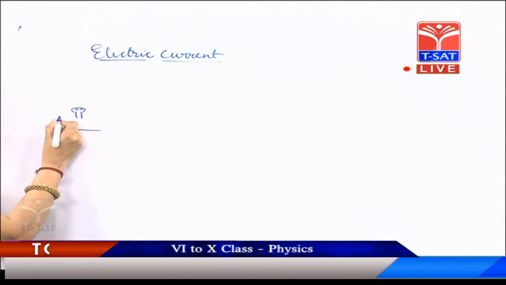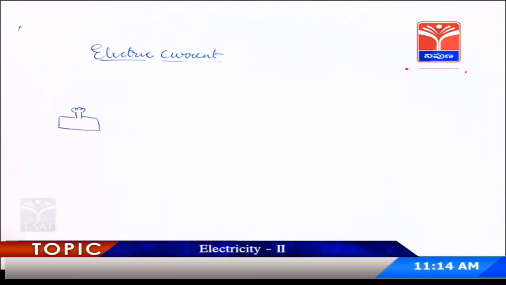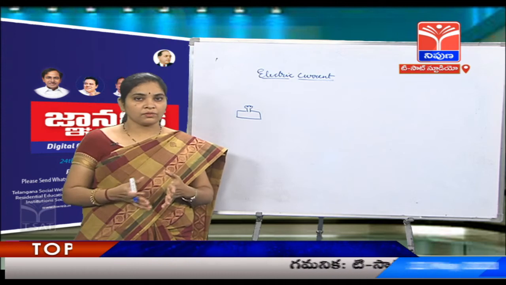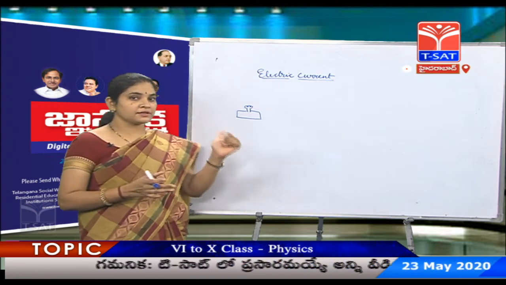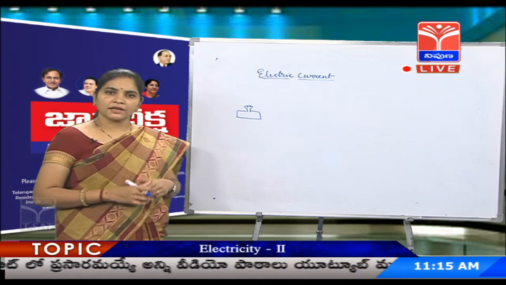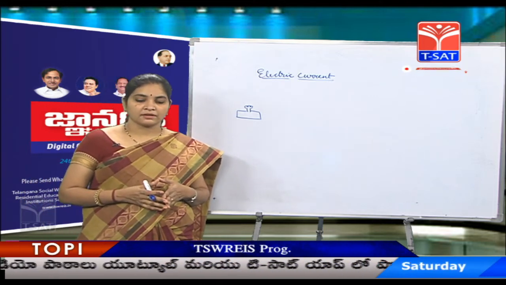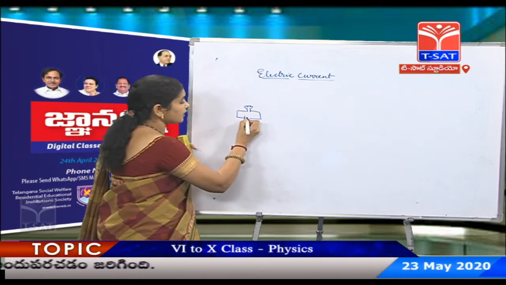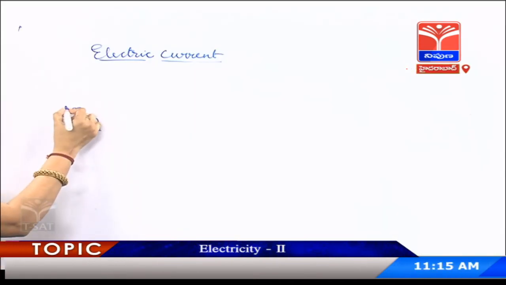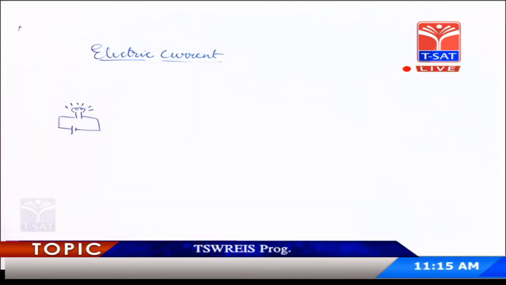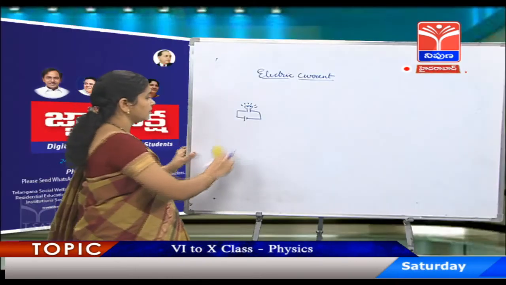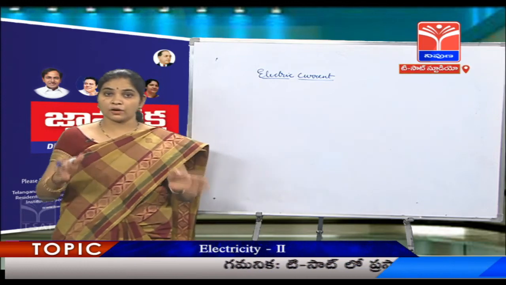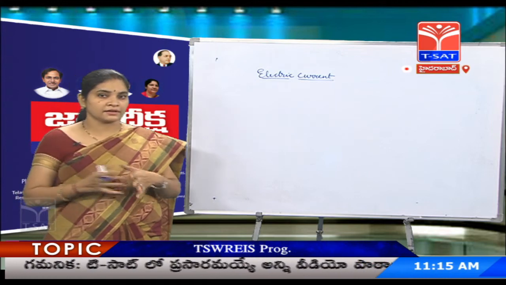Connect both free ends of the wire to the bulb. Does the bulb glow? No, because there is something missing in this circuit. Can you guess what is it? Yes, it is battery. As soon as we connect a battery in the circuit, the bulb starts glowing. Let us discuss how battery works in a circuit.